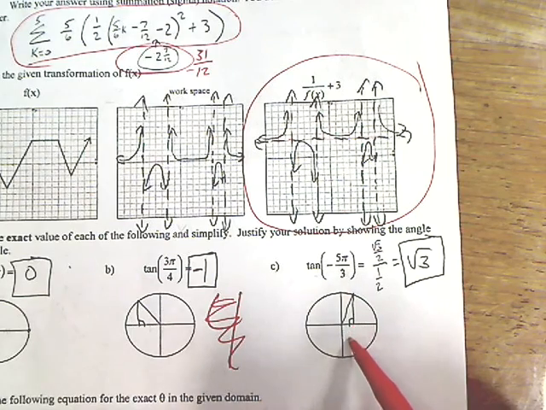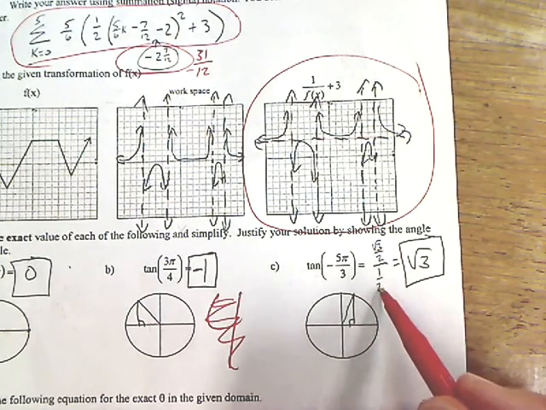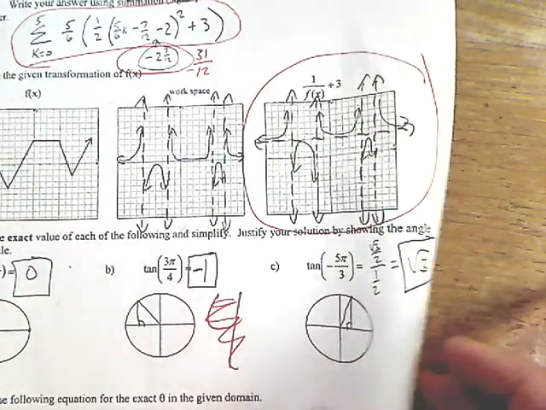Negative, so I'm going this direction. 5 pi over 3. So sine over the cosine, so square root of 3 over 2 over 1/2. Both are positive. Simplify it, square root of 3.